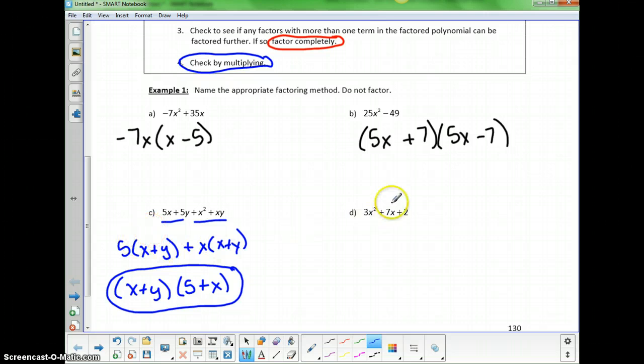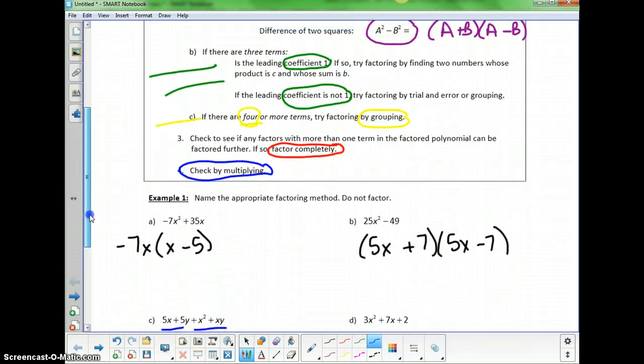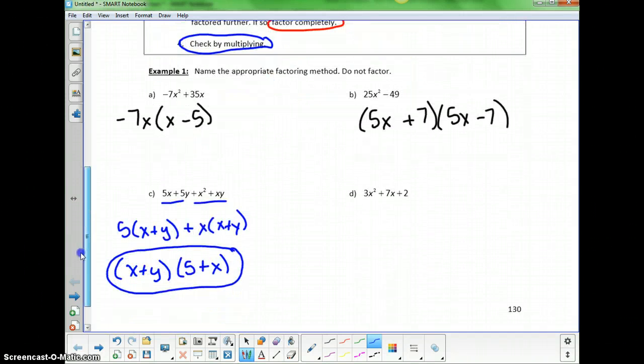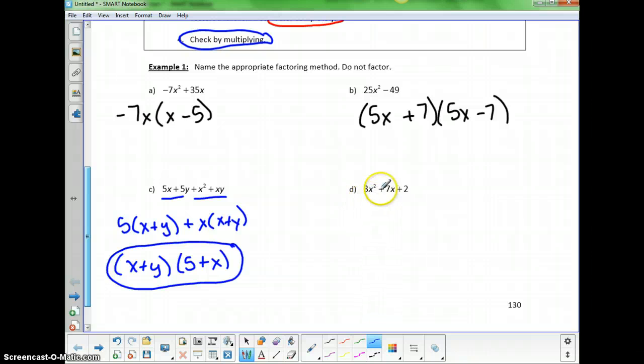Alright, in letter D, I look for a greatest common factor. There's no number that divides evenly into all of these. Then I think about how many terms I have. I have 3 terms. The coefficient is not 1, so I'm going to either try factoring by trial and error or by grouping. So I'm going to use trial and error here. The only way to multiply to 3 is with 3 and 1, so it's going to have to be 3 times x and 1 times x in my first positions there to make that 3x squared.